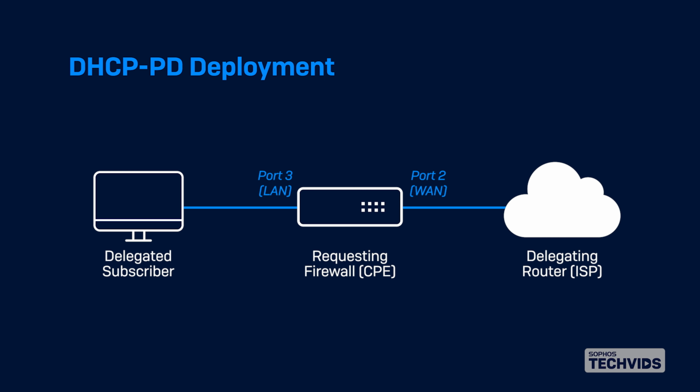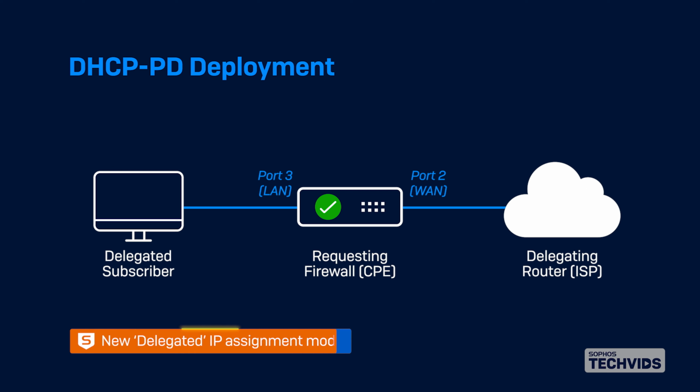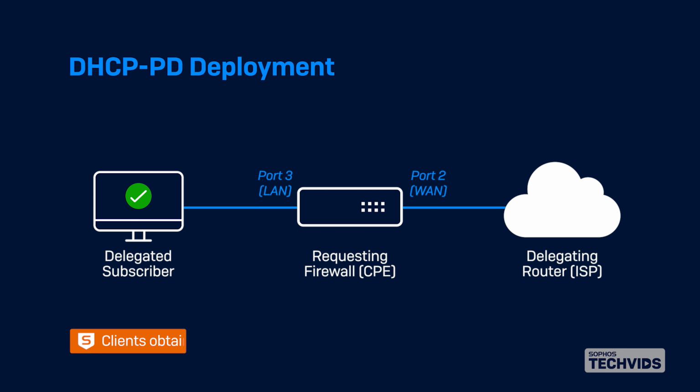Once the ISP receives the request, it allocates an IPv6 address from available space. The firewall then receives the assigned IPv6 prefix. A new delegated IP assignment mode is selected to receive the ISP's assigned prefix. Now, clients connected behind this interface will obtain their IPv6 prefixes through router advertisement or RA messages. Now, let's walk through the process of enabling DHCP PD in Sophos Firewall version 20.